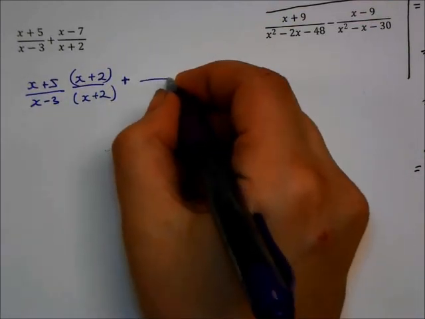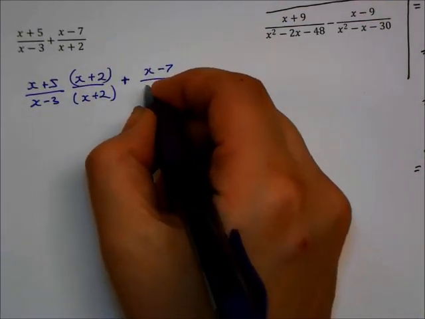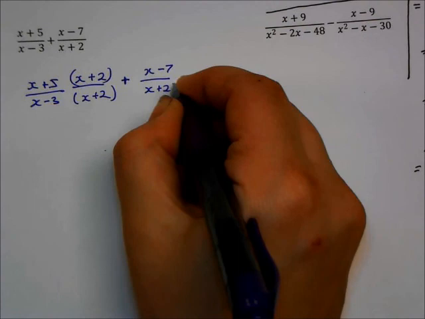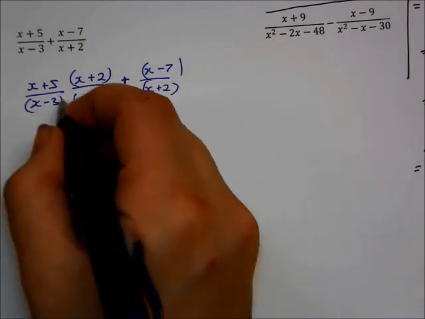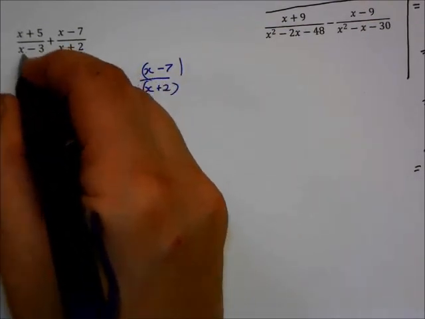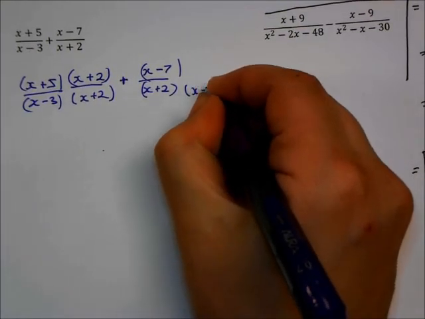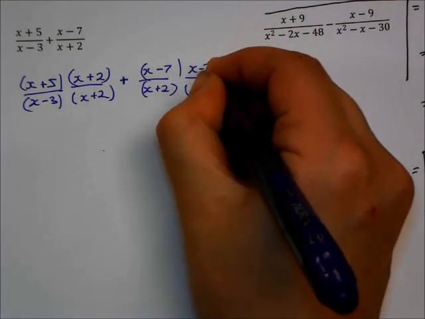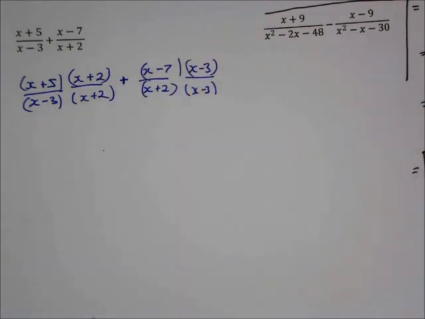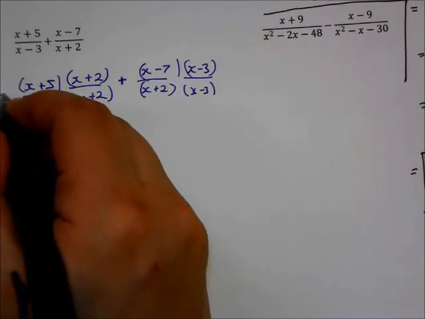And for the second fraction, second rational expression, we're going to have to multiply it by the denominator of the first guy. So what's the denominator of the first guy? x minus 3, x minus 3. Now that we have all that, let's do some expansion.